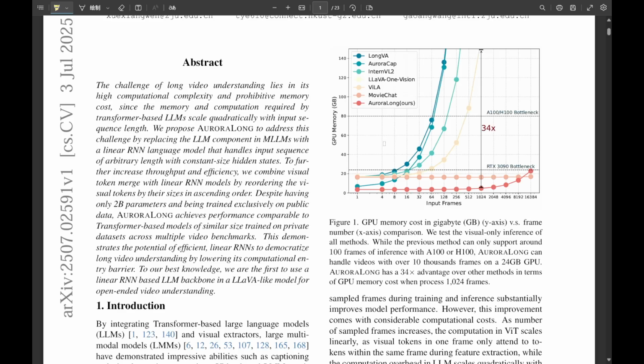All right, so here's where it gets really interesting. Let's talk about the specific problems, the pain points that AuroraLong is really designed to fix. Why exactly do long videos cause such problems for current models? This quadratic scaling thing, what's the deal?